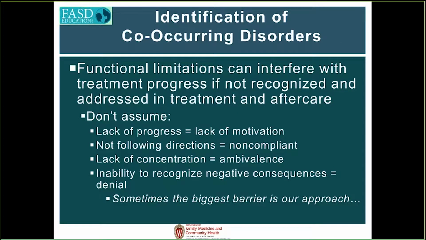So we have to consider functional limitations when we're thinking about the adults that we serve who have an FASD. We really can't assume that a lack of progress is the same thing as a lack of motivation, that not following directions means that someone's being non-compliant, that a lack of concentration means they're ambivalent. We shouldn't be thinking that an inability to recognize negative consequences means they're in denial. Again, they may recognize consequences, just not the correct ones. So sometimes the biggest barrier to success is the way that we approach them in our standard treatment process.